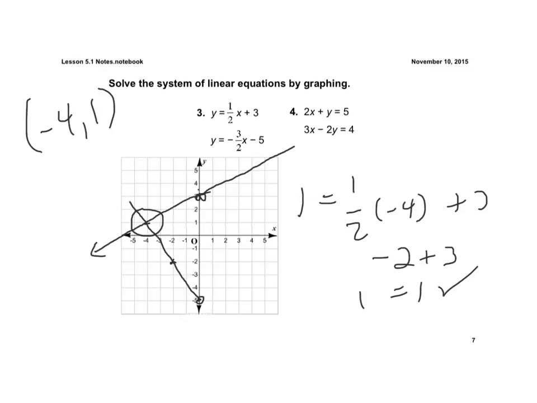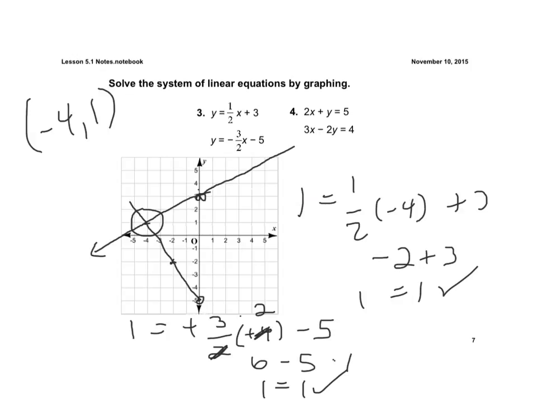Now I plug into the next one. So again, I have 1 is supposed to equal -3/2 times -4 minus 5. Well, again, two negatives make a positive. This 2 divides with this 4 to make that 2. 3 times 2 is 6, and 6 minus 5 is 1, and 1 is equal to 1, and that checks. So there's the solution to that system of equations by graphing.